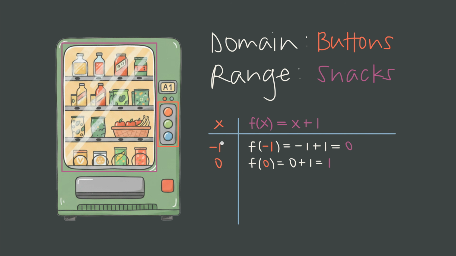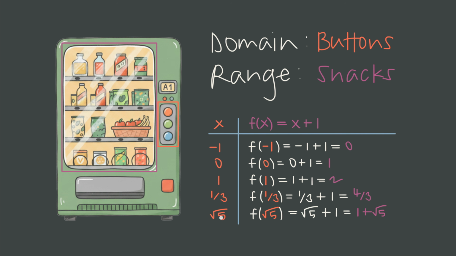So we were able to put in at least one negative value. We were able to put in 0. We're also able to press the button 1 or put in the input 1, and this function gives out an output of 2. And it's not just integers. Think about plugging in fractions. Putting 1/3 into this machine gives an output of 4/3, or square roots. Putting in the square root of 5 gives an output of 1 plus root 5. So all these x values, -1, 0, 1, 1/3, root 5, are all examples of values that exist in the domain of this function f. And all of these values in purple here, 0, 1, 2, 4/3, 1 plus root 5, are all examples of values that are in the range of this function f. They're outputs of the function.